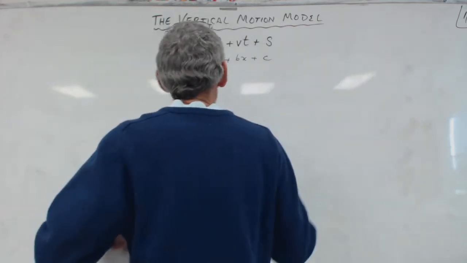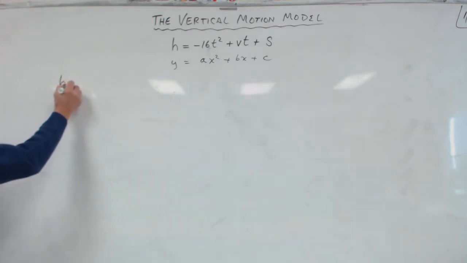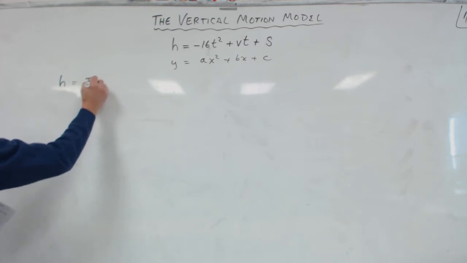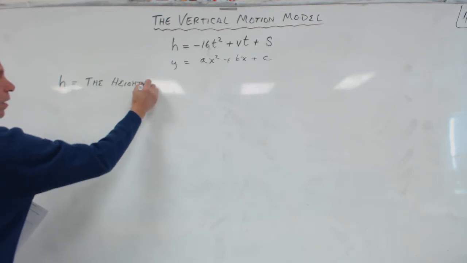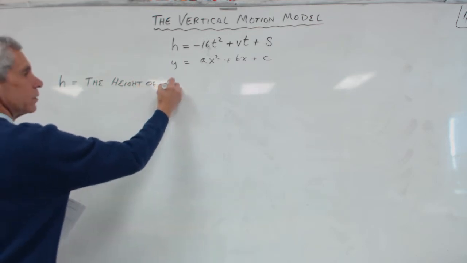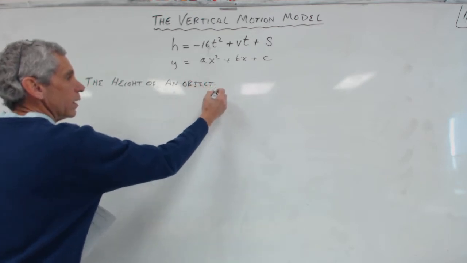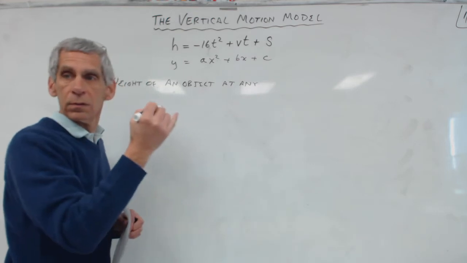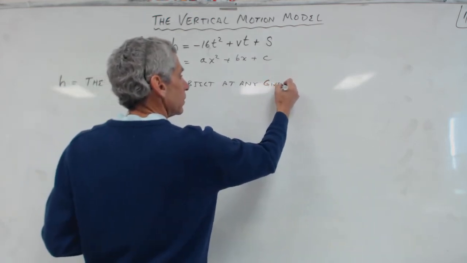All right, so first of all, h. Let's figure out what these things stand for. H is the height of an object at any given time. So can we stop eating, guys? At any given time.